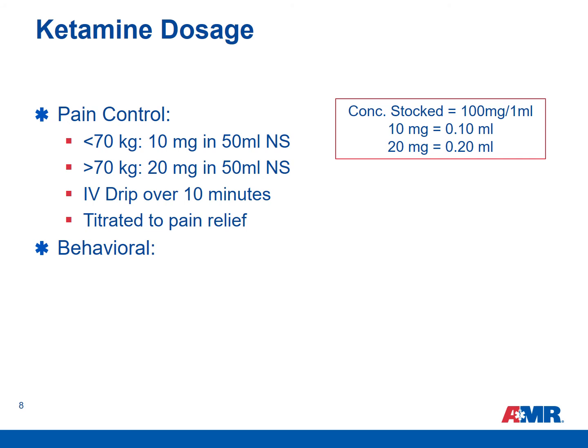In the event that the patient has a true allergy or an absolute contraindication to the morphine or fentanyl, or there are other extenuating circumstances, paramedics should consult online medical control prior to administering ketamine as a primary analgesic. The behavioral dose of ketamine has not changed and will remain 1 milligram per kilogram intravenous or 2 milligrams per kilogram intramuscular.